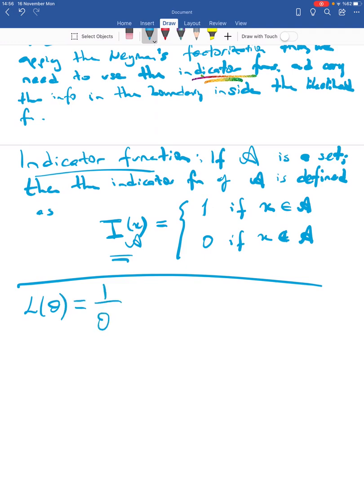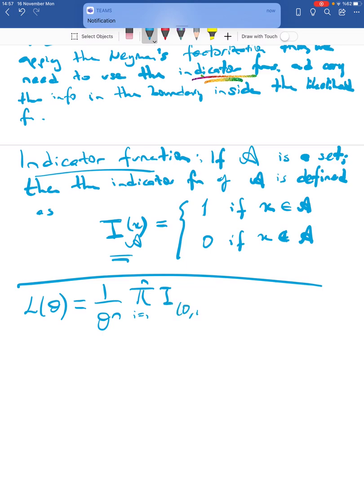So we have 1 over theta to the n. Okay, so for each xi value, i from 1 to n, we have an indicator function, and each xi value is in this range. Okay, so if xi values are in this range, we will get 1. So our likelihood function will be just 1 over theta to the n. If xi is not in this range, the 0 to theta range, then the likelihood function will be 0.